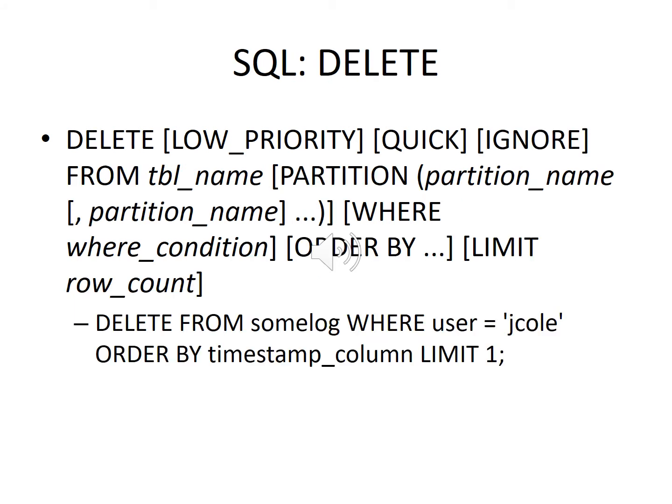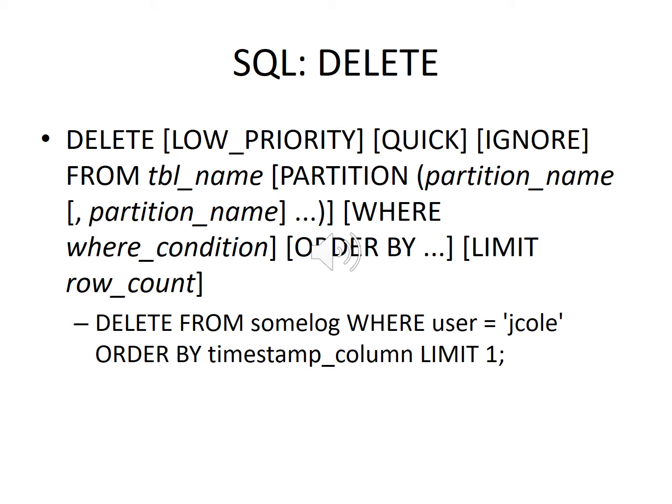Now the third statement that we use to manipulate the data inside the tables is delete. So how do we delete a record? Keyword delete from, then the name of the table, and in this case it's called some log, keyword where, and then the name of the column, user, equals J. Cole. So we want to find in table some log the user or users who have username J. Cole, and we delete everything by default.